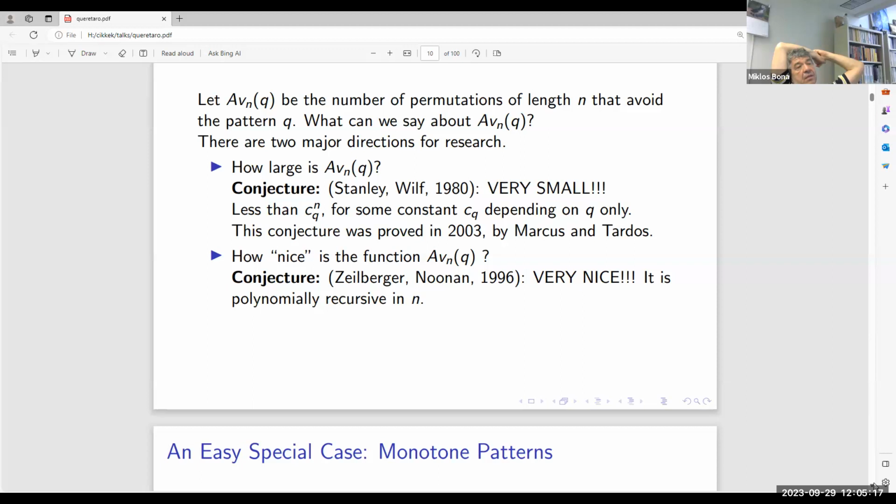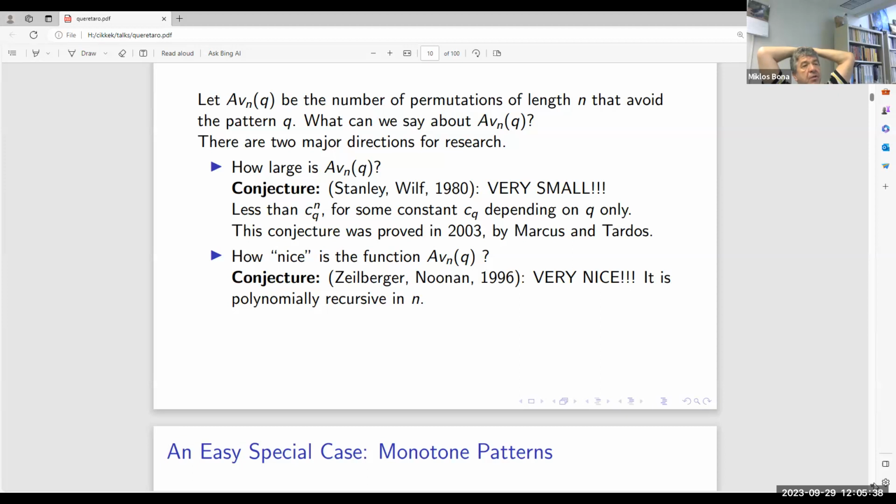That is to say that these numbers satisfy a recurrence relation, so you can compute the nth member of the sequence from the preceding k members for some fixed k as a linear combination, so that the coefficients in the linear combination are polynomials.